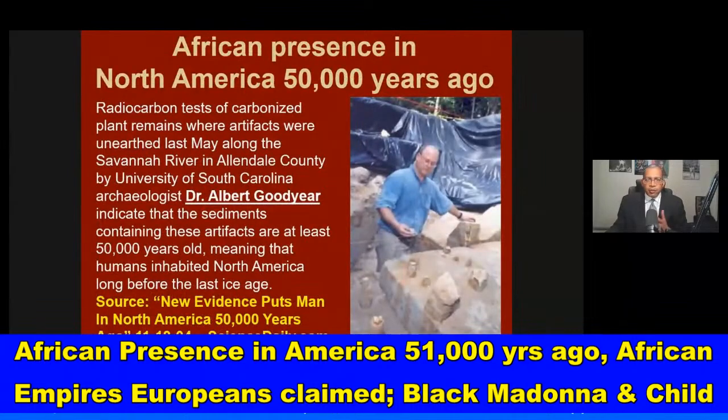So these Africans were the Khoisan, who have the oldest DNA on the planet. They're the short-statured Africans. They go all around the world. They're the ancestors to the Ainu and Atwa, and they were here also. This is Dr. Albert Goodyear. He's a white archaeologist from the University of South Carolina.